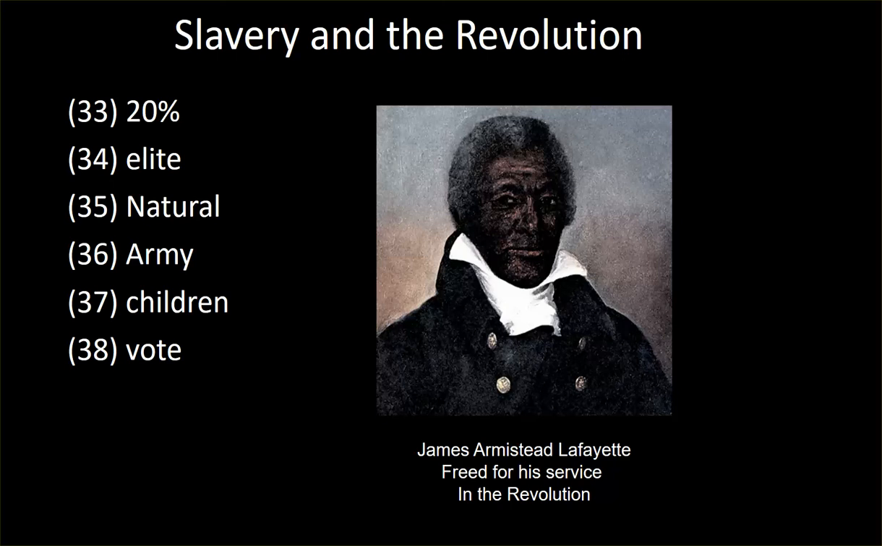Now, most slaves in this generation had either been born as free people in Africa, or they were only like a generation removed from that.